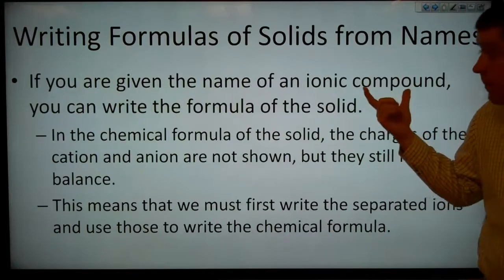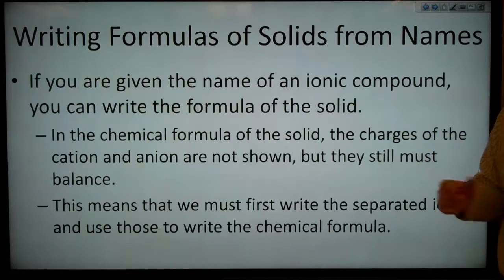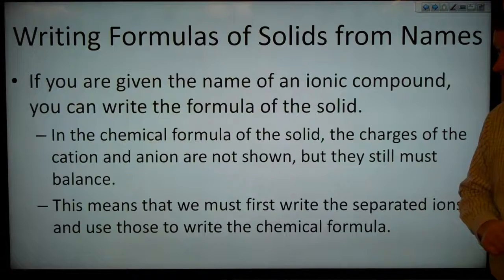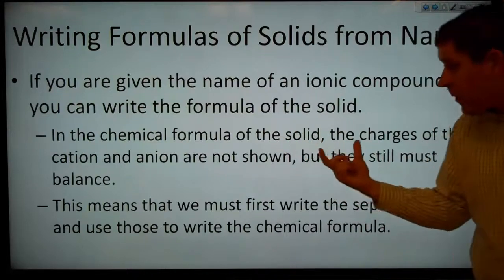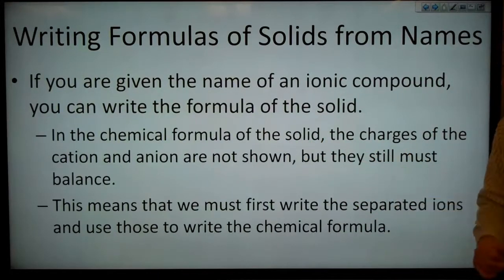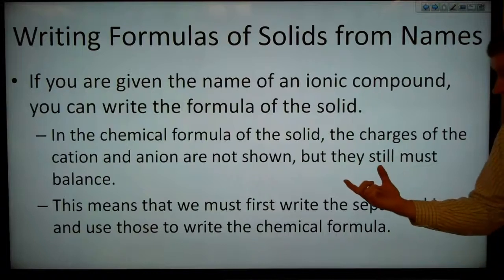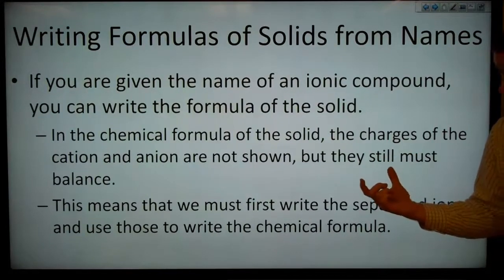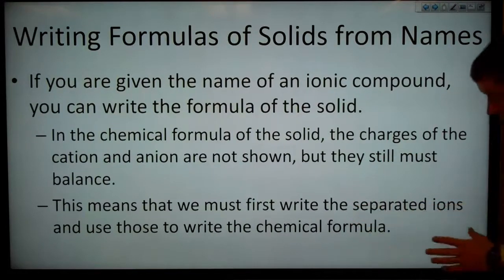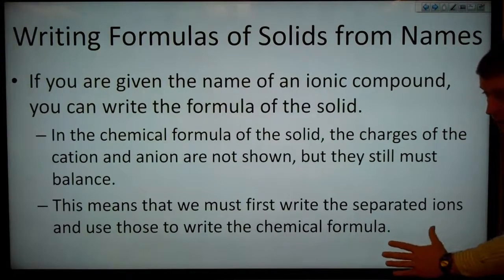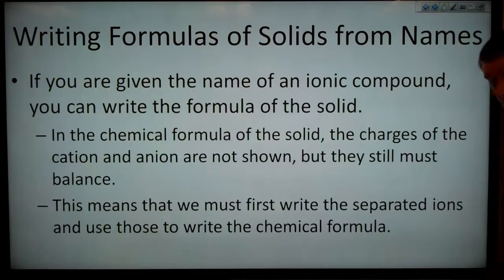If you were given the name of an ionic compound, then you can write the formula of the solid. So, in the chemical formula of the solid, the charges of the cation and anion are not shown, but they still must balance. Which means that we must first write the separated ions and use those then to write the chemical formula.